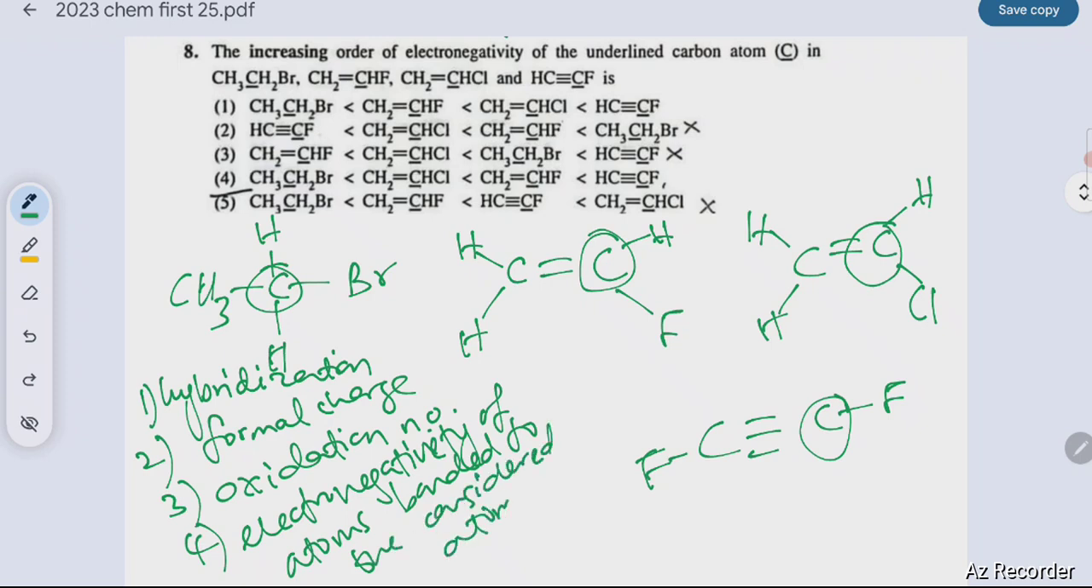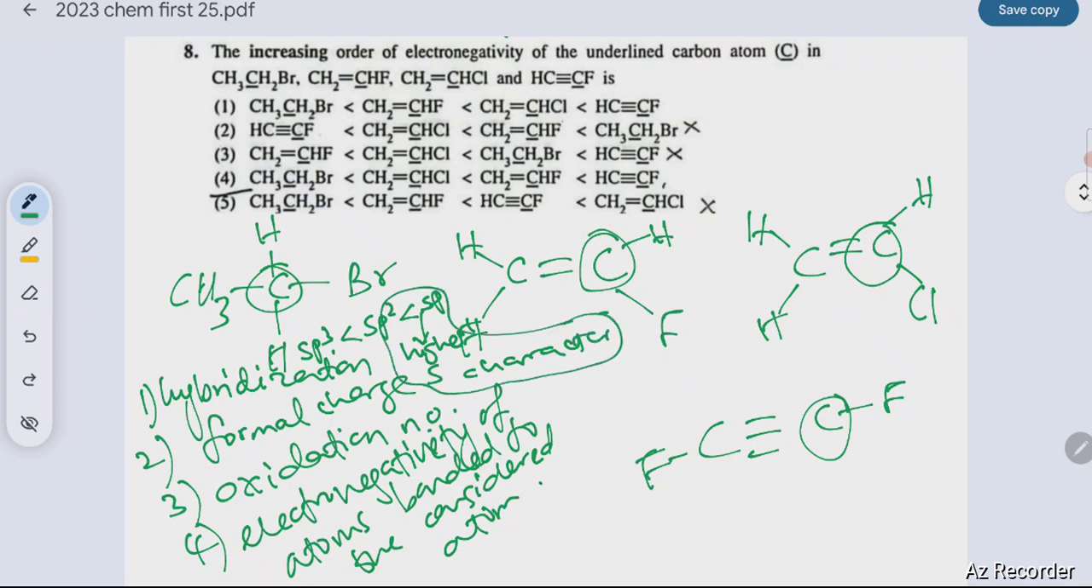Right? So we have to consider these factors. Now, what happens in the hybridization? sp hybridization has the highest electronegativity. Why? Because of the highest s character for sp. That's why it has the highest electronegativity. sp has the highest electronegativity because the s character there is 50%, which is the highest s character.